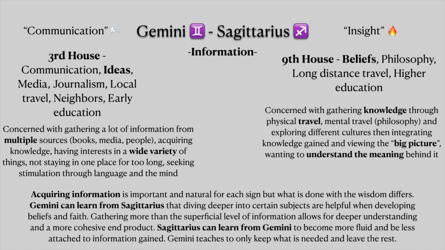Sagittarius can learn from Gemini to become more fluid and be less attached to information gained. Gemini teaches to only keep what is needed and leave the rest.